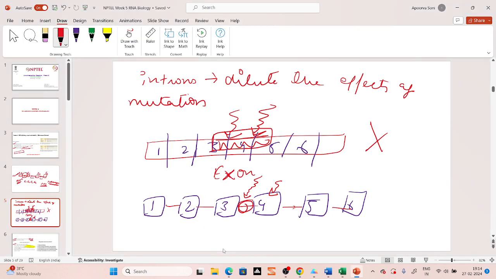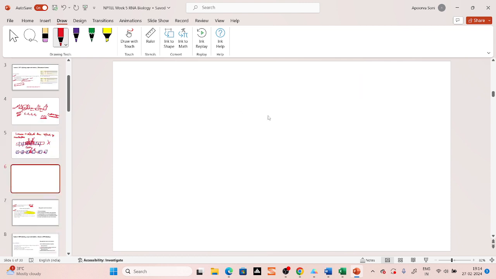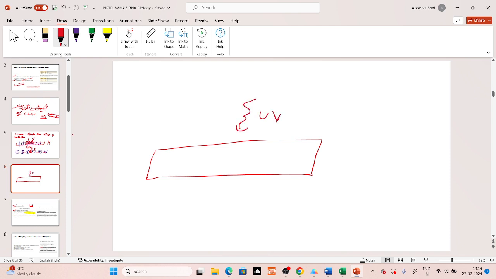Okay, fine. So what I'm trying to say is, this is your whole gene, which is not divided into intron and exonic regions. And the same gene I am dividing. Suppose some UV radiation has occurred. Because of this UV radiation, this gene got mutated. This whole region got mutated.